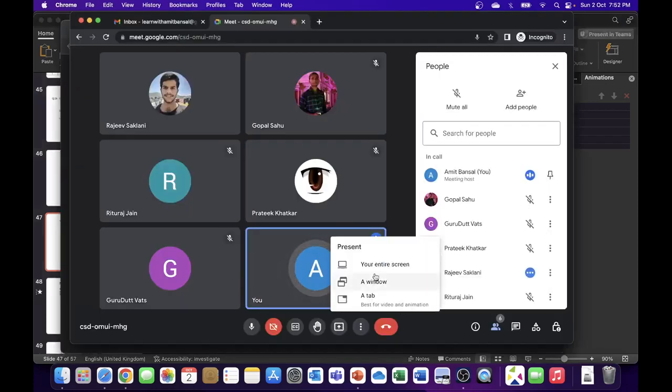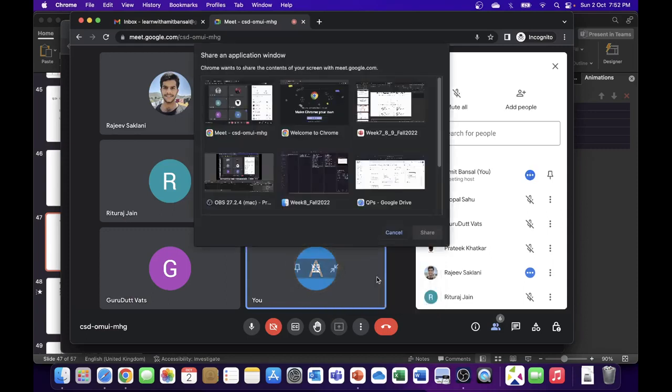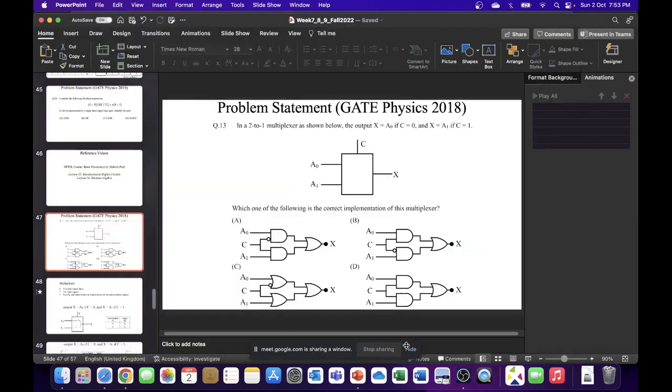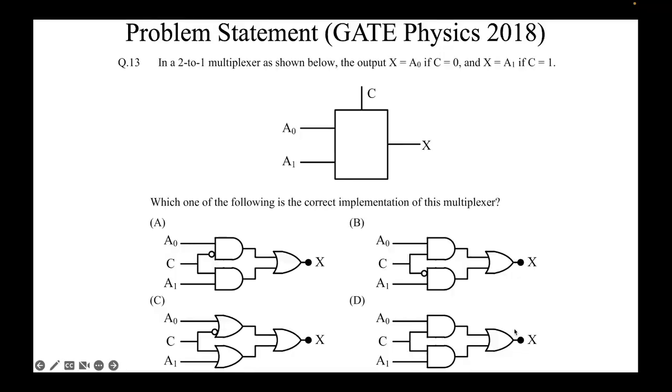Okay, so we still have some time, so I'll solve one last question which I have. I don't have a video for that because I didn't expect that we'd finish early. Are you able to see the screen? Yes, sir. Okay, so this is the question from the 2018 paper. In the figure, we have been shown a 2:1 multiplexer. Now we'll talk about what a multiplexer is. This is a typical property of a multiplexer. We'll go through what it means, and we have been asked to find the correct implementation.